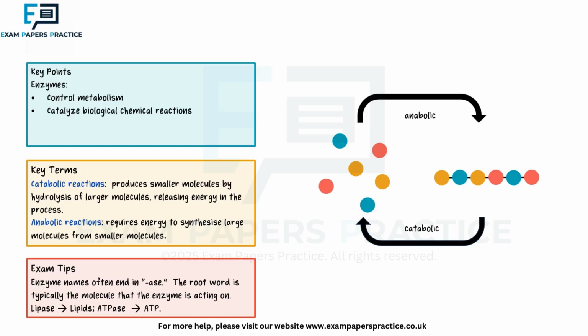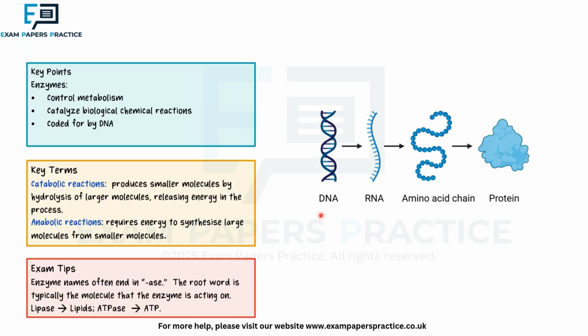Enzymes catalyze or speed up biological chemical reactions, which both build biomolecules through anabolic reactions and break down biomolecules through catabolic reactions. Enzymes are a category of proteins, so they are coded for by DNA, and their production occurs through protein synthesis. Enzyme production via protein synthesis is often stimulated by the environment, so the body does not build enzymes it does not currently need.